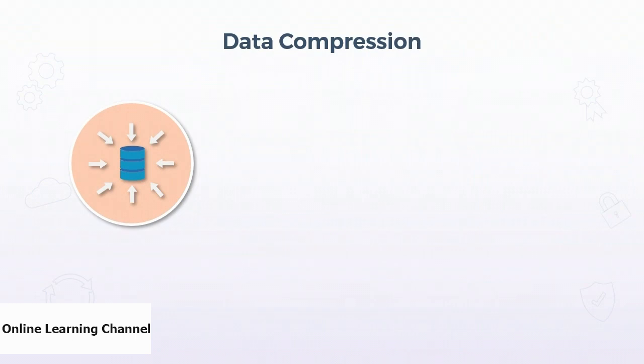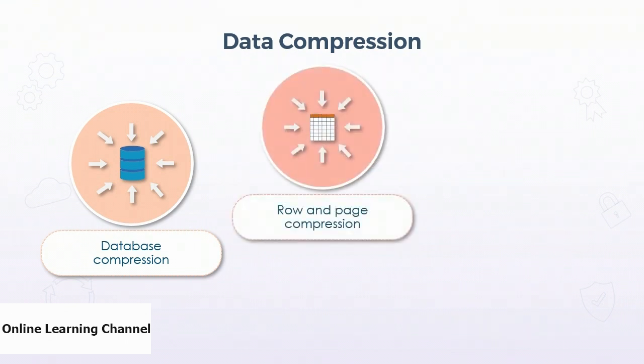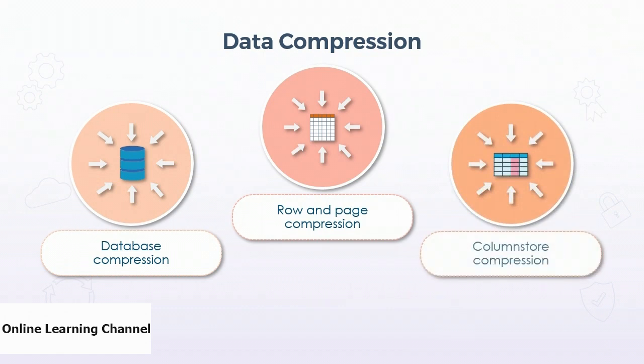Data compression can be enabled for SQL Server, Azure SQL Database, and Azure SQL Managed Instance. Database compression improves the performance of input-output workloads, and data is stored in fewer pages, which increases the speed of queries. Row and page compression can be used for row tables and indexes to reduce the size of the database. And column store compression can be used for column store tables and indexes, and that'll also help reduce the size of the database.